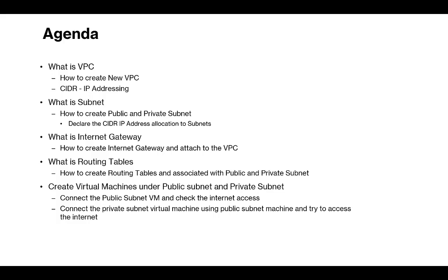And what is an internet gateway? And how to create the internet gateway and attach it to the VPC. What are routing tables? How to create routing tables and associate them with public and private subnets.